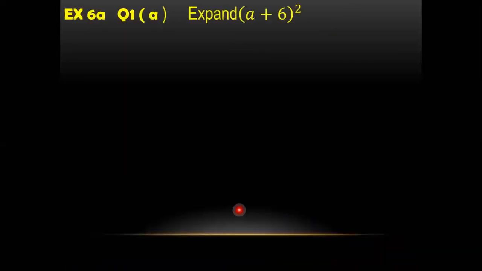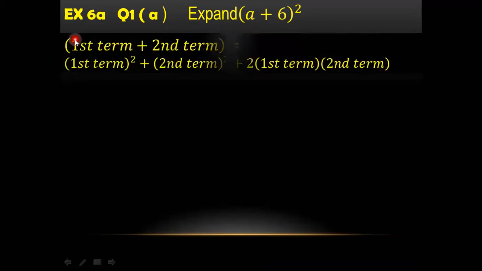Now we will apply it in exercise 6a, question number 1. Expand a plus 6 whole square. What is the meaning of this expand? Expand means a plus 6, it's a binomial, and elaborate it, expand it, open करें इसको, खोल कर लिखें. So जब हम खोल कर लिखेंगे तो इसकी 3 टर्म्स आएंगी. As we know कि जब हम algebraic formula लिखते हैं स्टेटमेंट में, फर्स्ट टर्म प्लस सेकंड टर्म होल स्क्वायर, ये उसकी कॉम्पैक्ट फॉर्म है, कंपोज्ड फॉर्म है.